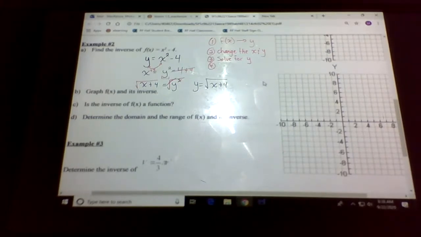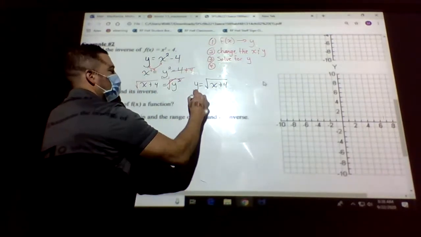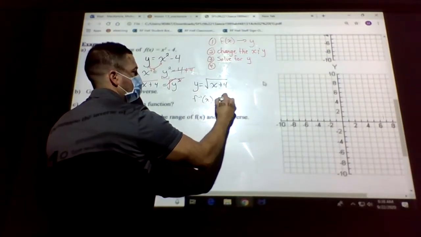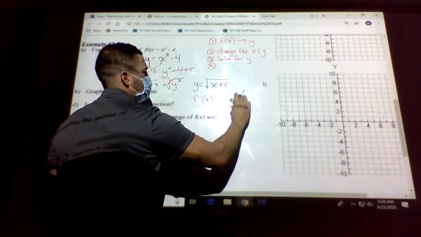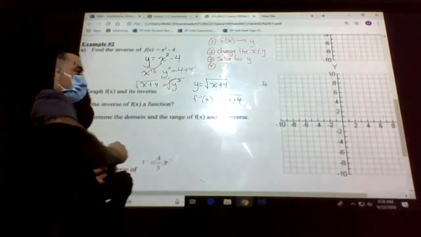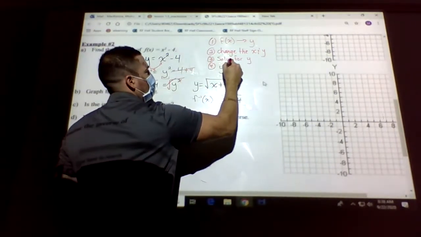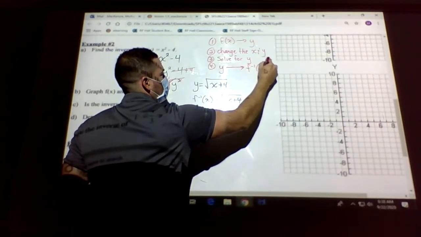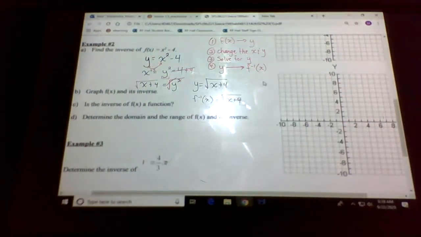Okay, and one last step. You have to get y -1. Good, so we're gonna change the y into f inverse. So the last step is to change y to f inverse. Okay, now let's graph it.